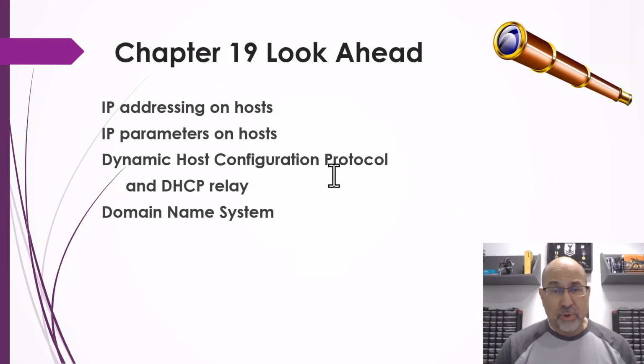Well, that was Chapter 18. The Chapter 19 look ahead. We're going to be looking at some host side stuff. Now, we talked a little bit about host routing, but this time we're going to be talking about addressing for the host, parameters on the host, but we're also going to talk about Dynamic Host Configuration Protocol and DHCP relay, and then the Domain Name System, at least as it applies to hosts.